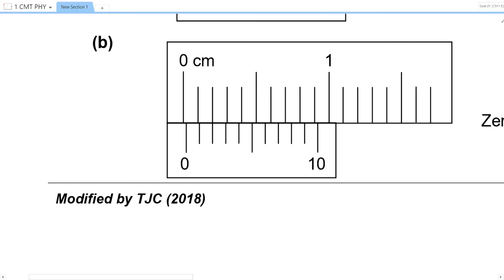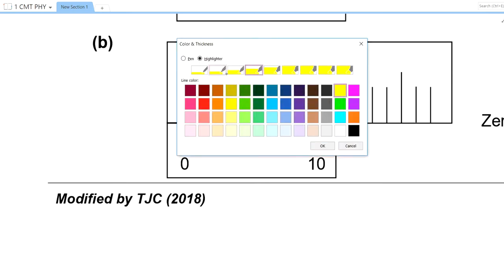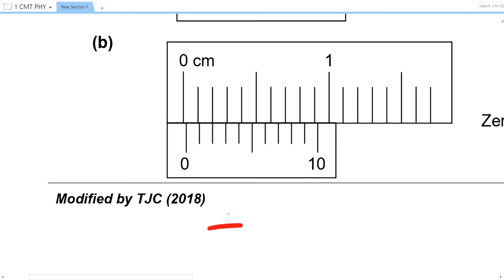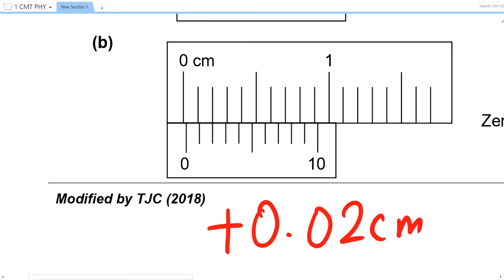Okay, next one. Over here we've got, again, positive zero error. Do you know how to tell whether it's positive or negative? How? Okay, the vernier scale is on the right, that is positive. Vernier scale to the left is negative, right? So in this case, positive or negative? Positive again. So this is positive, how much? 0.02 cm. Very good.